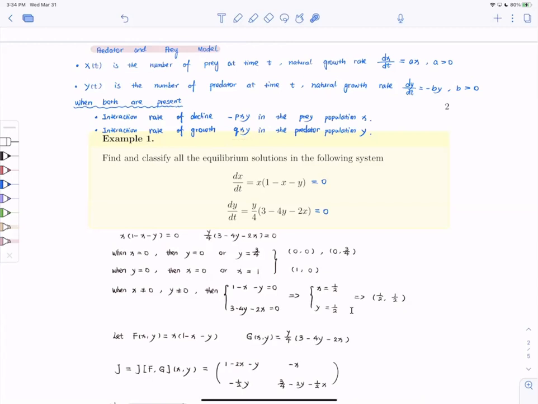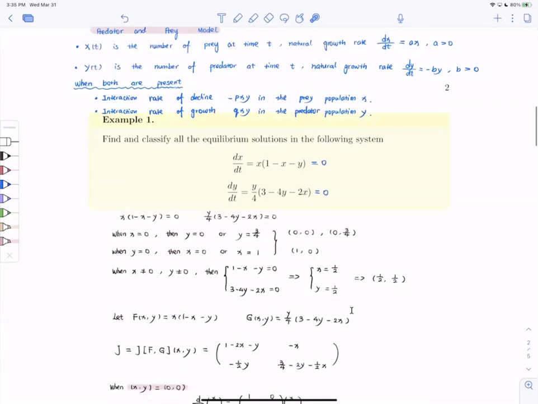So this is called the predator-prey system. Let me write it here. We will have dx/dt equals ax minus pxy, and then dy/dt equals minus by plus qxy. So this is the first model we have when you put them together.